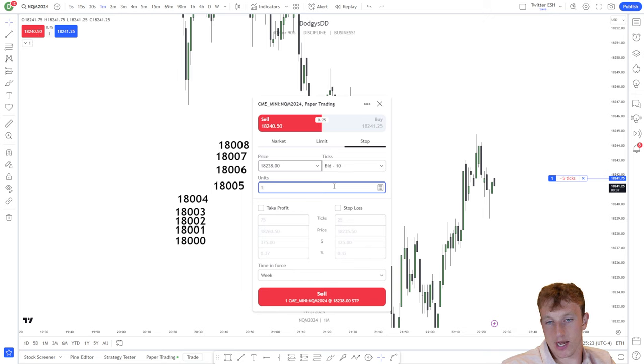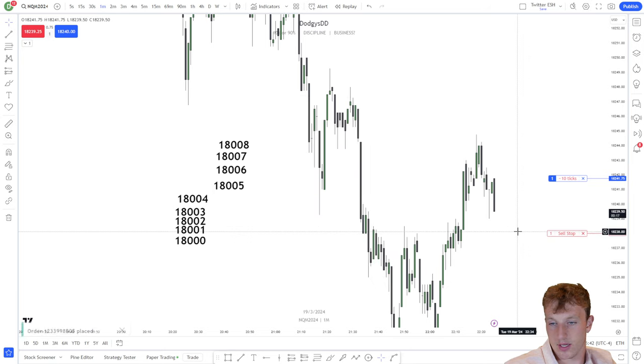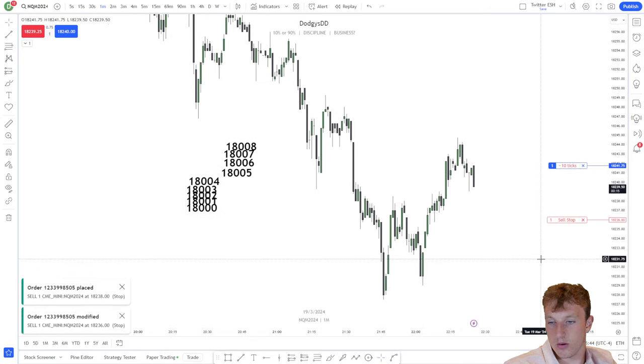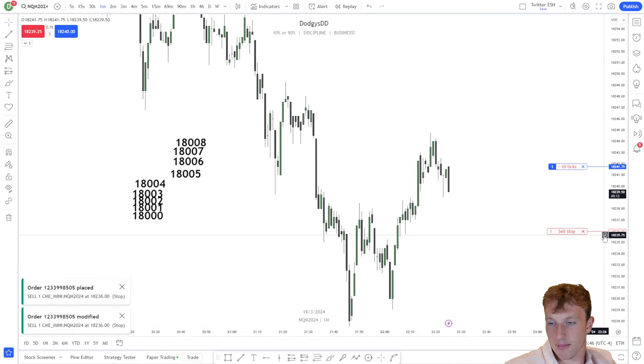Now we know what a market order is, and we know what a limit order is. There's actually no stop limit order option here, so it's just going to be market and fill you wherever we are. But for a stop order on a long position, you want to click sell. You go to the stop button, and because I'm in one contract here, you keep the units the same, one contract, and you just click sell stop. So what this basically means is my stop loss is at 18,236.